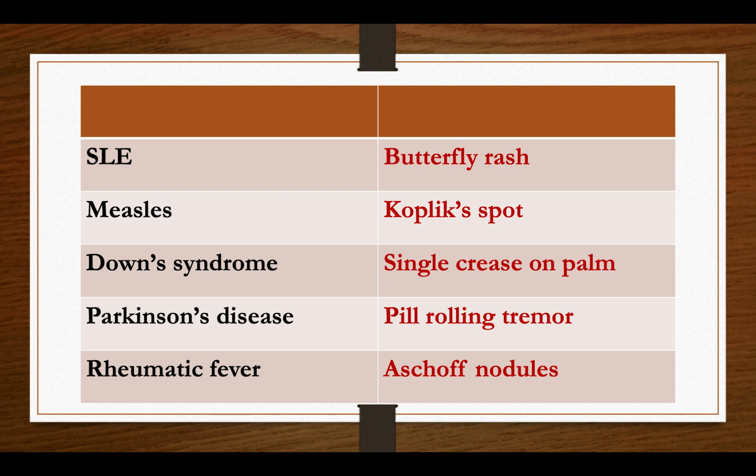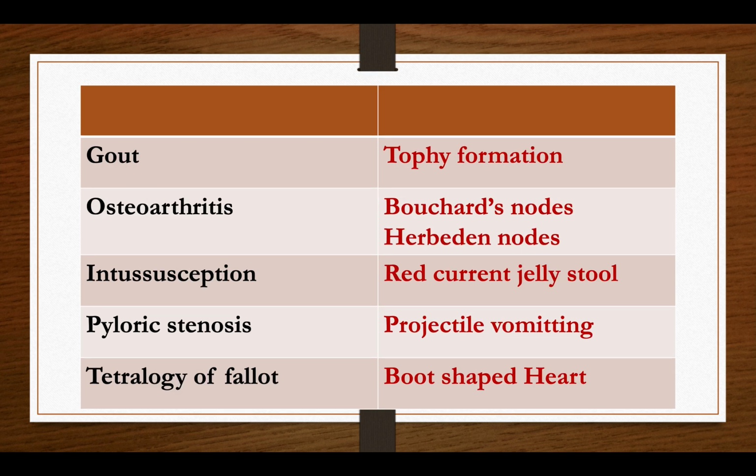In rheumatic fever, Aschoff nodules; in gout, tophi formation; osteoarthritis, Bouchard's nodes and Heberden's nodes; intussusception, red currant jelly stool; pyloric stenosis, projectile vomiting; tetralogy of Fallot, boot-shaped heart.